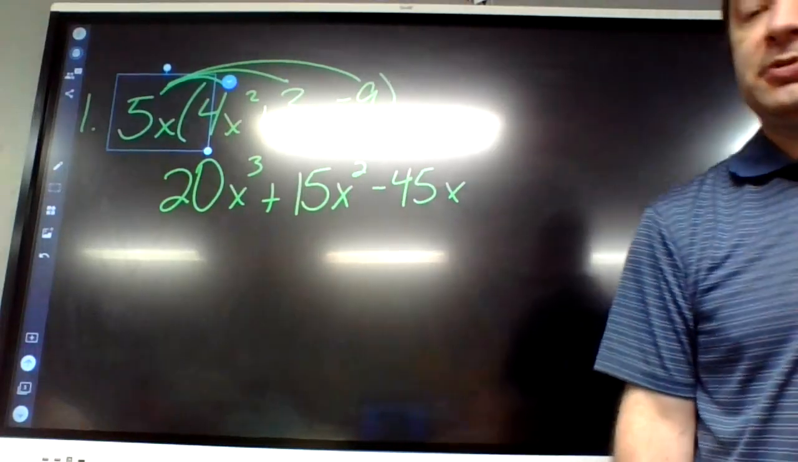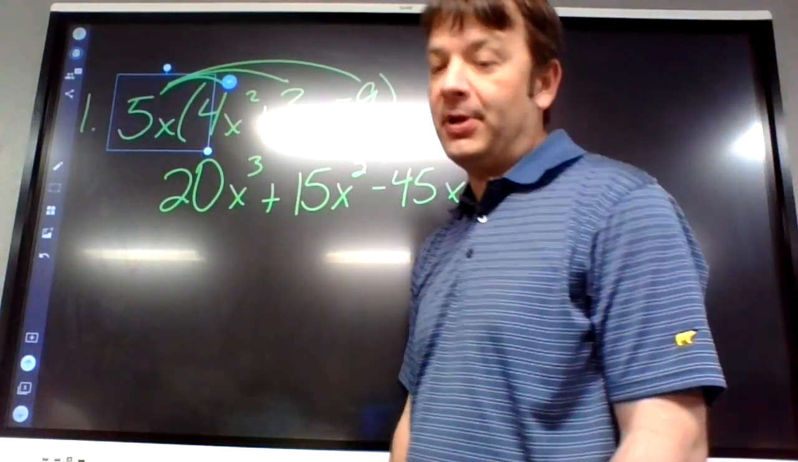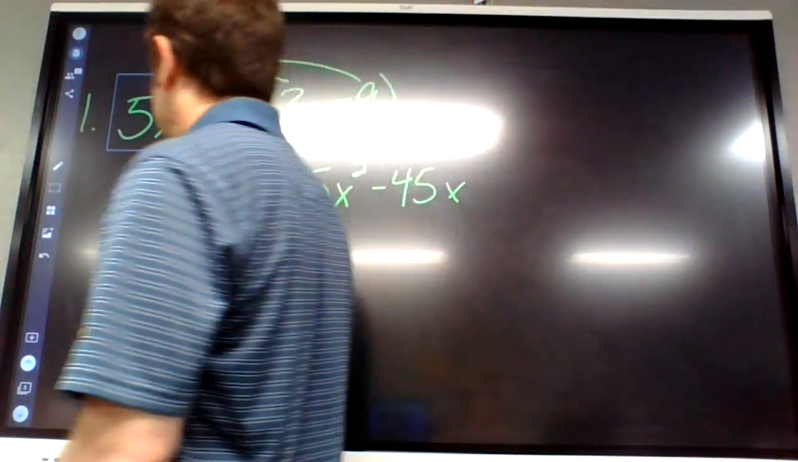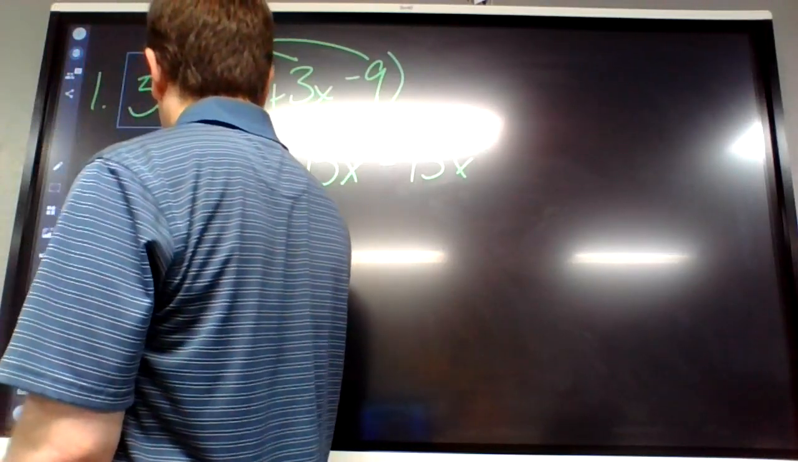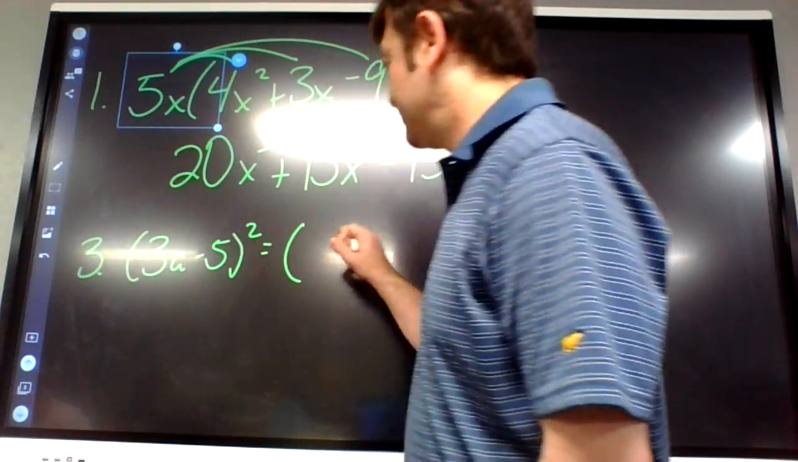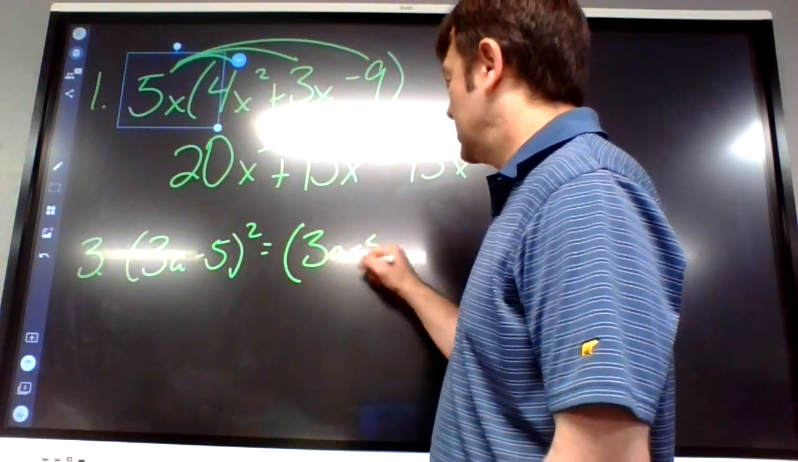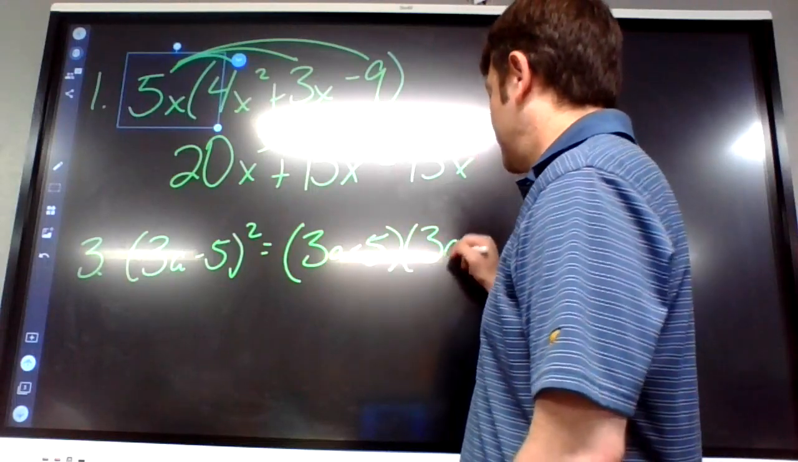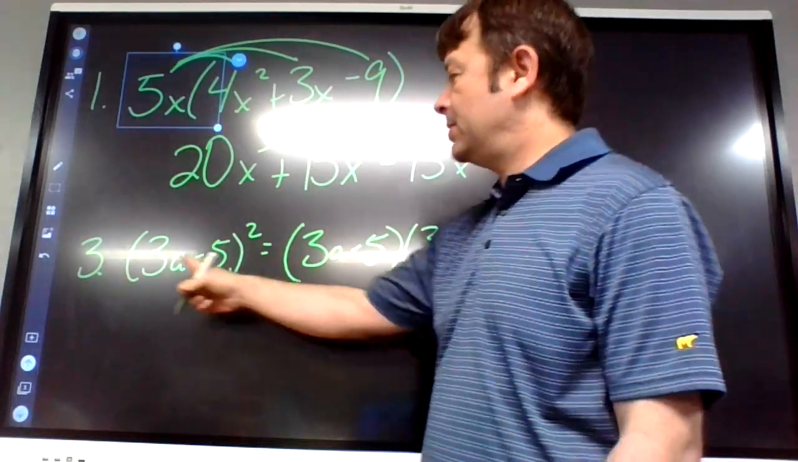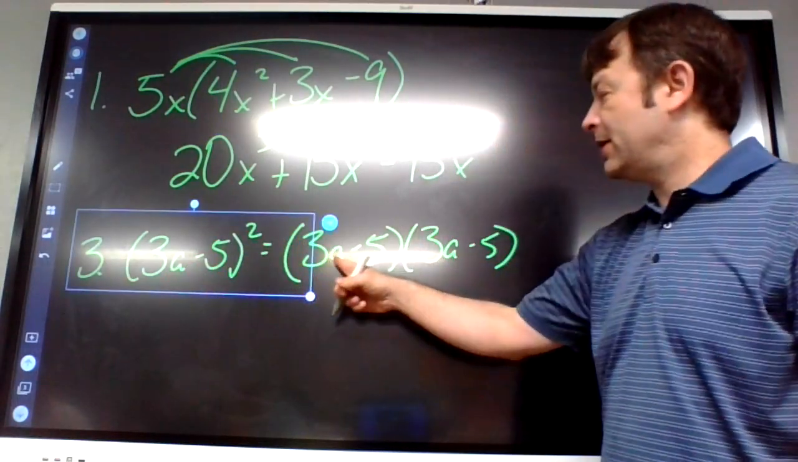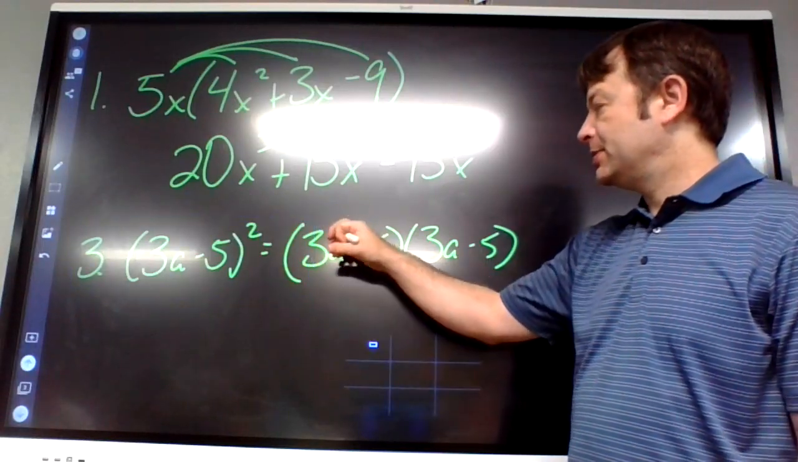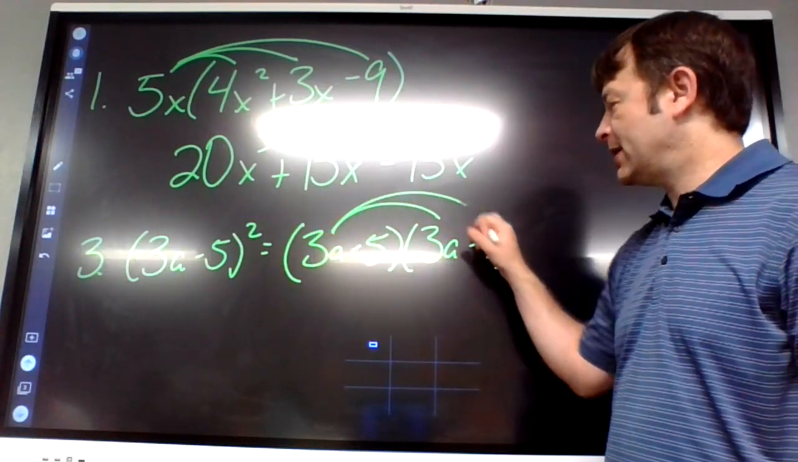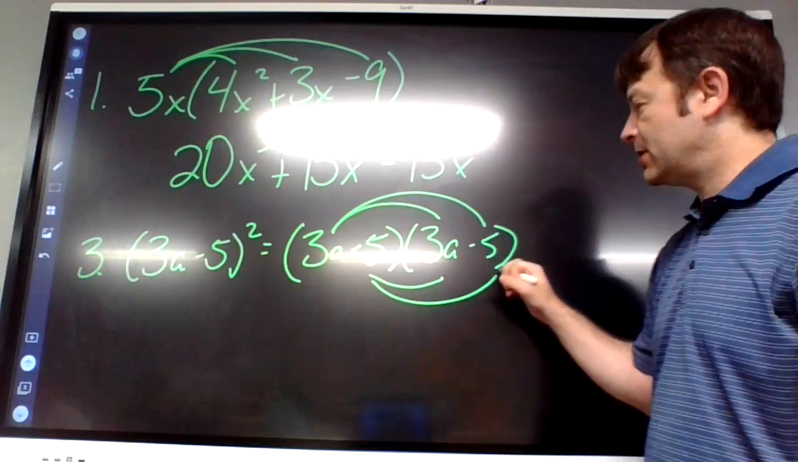Okay, number 2 is foiling, and number 3. Because number 3 says 3a minus 5 squared. So how would we do that? It's just like 2 of the same thing. You have to multiply it by itself. You can't just square this and this. You have to do everything times everything. So it's a FOIL problem. So first, outside, inside, last.